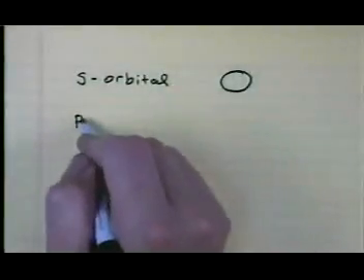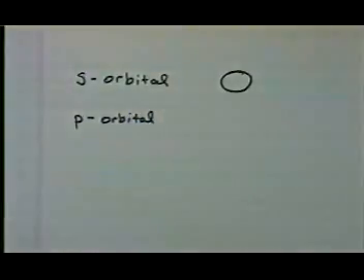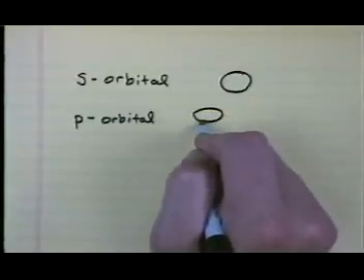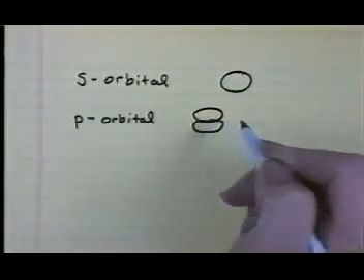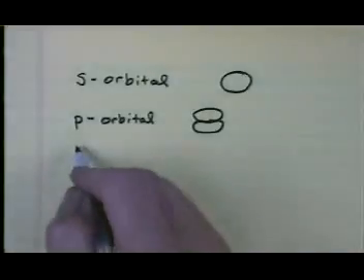A p orbital looks more like a hamburger bun. And a two-dimensional representation might look something like that.